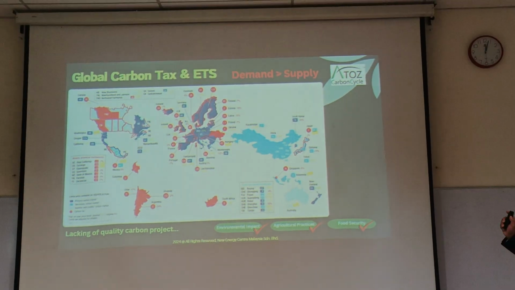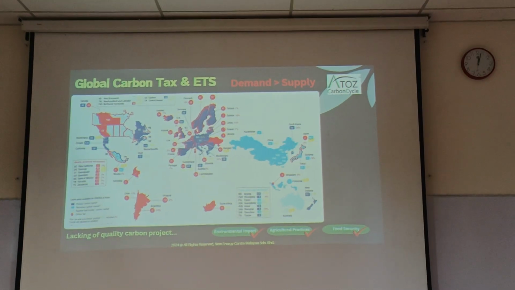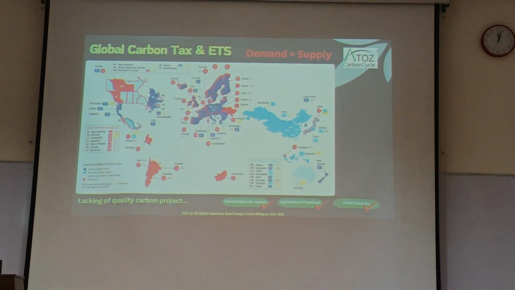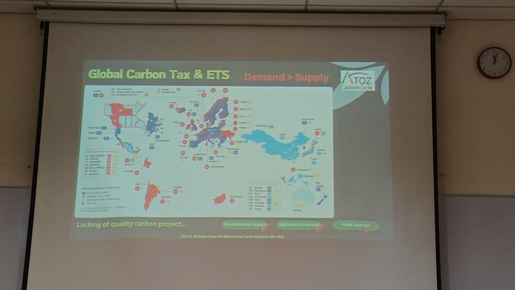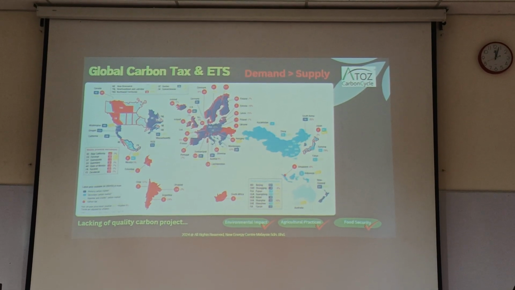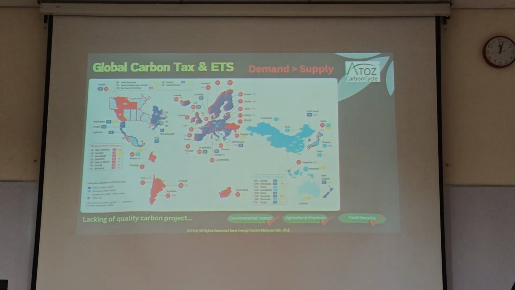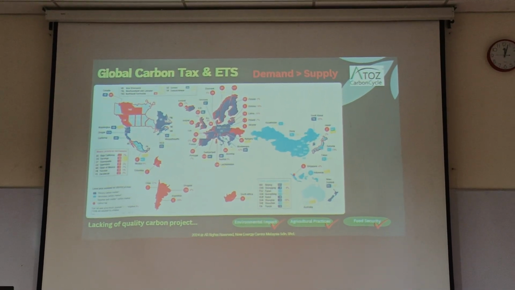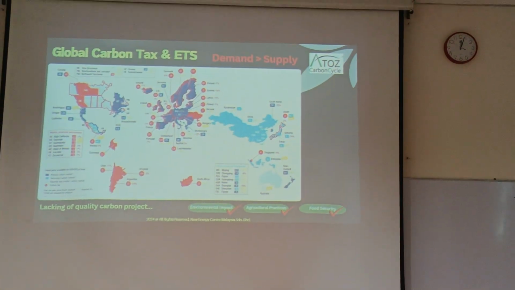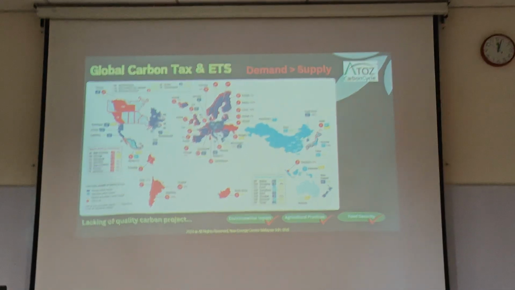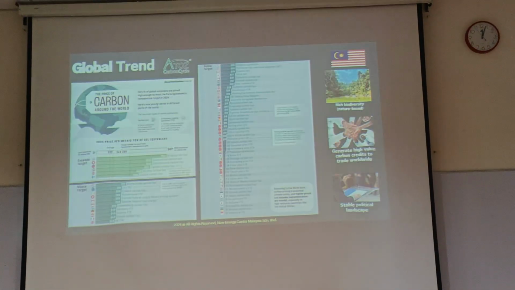So we can see the blue color one is actually ETS. ETS is another form of carbon tax, the emission trading system. So you have a certain quota you have to limit. If you exceed that, then you have to buy carbon credits to offset it. Then you have carbon tax, which is relatively straightforward. They just tax you on whatever emission you have.